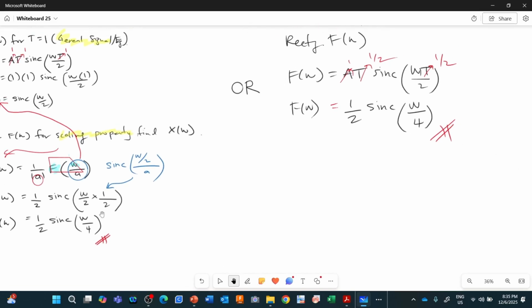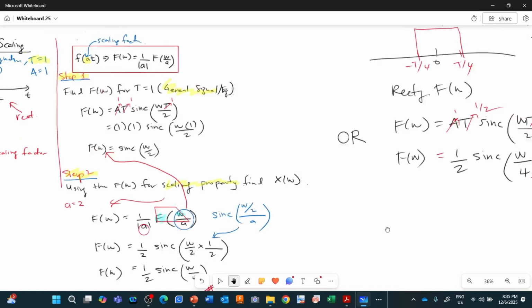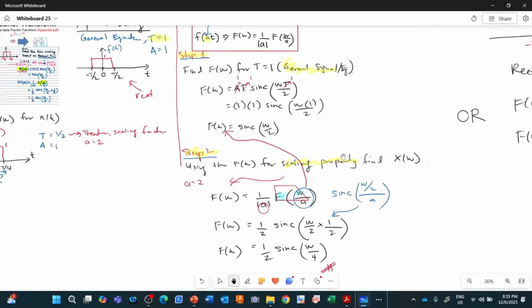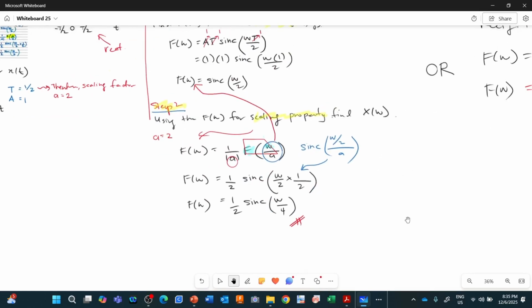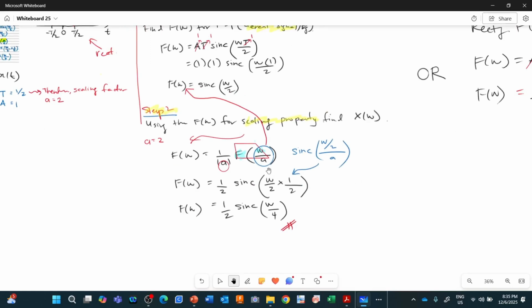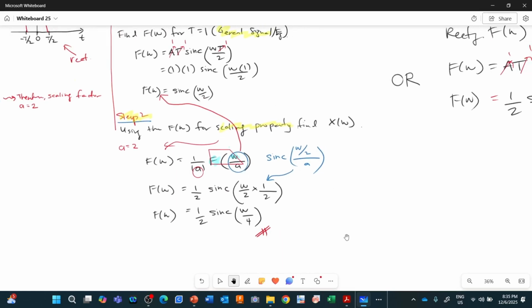So by doing these two methods, you get the same answer. But of course, the second one is easier, because directly looking at the rectangular signal, just find what is A, the amplitude, and just find what is T, and just substitute it. But in comparison, if you were to use the scaling factor, you need to find the general equation, which is based on T equal to 1, which is easy also. Then after that, you need to find what is the scaling factor, then just substitute it and you get the answer also.